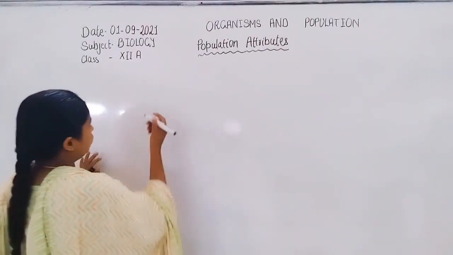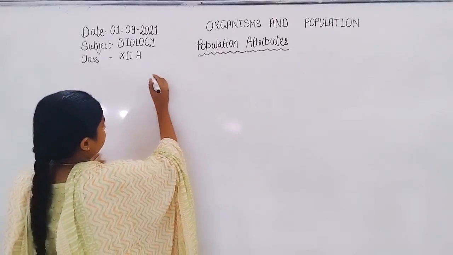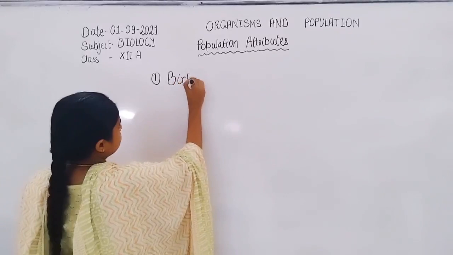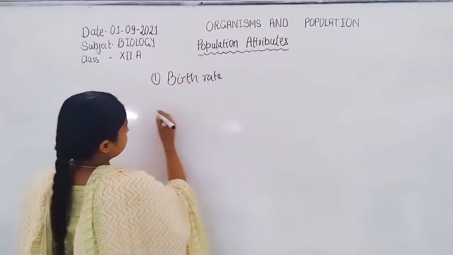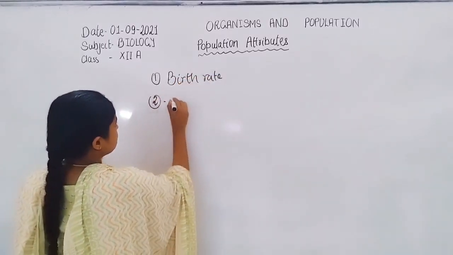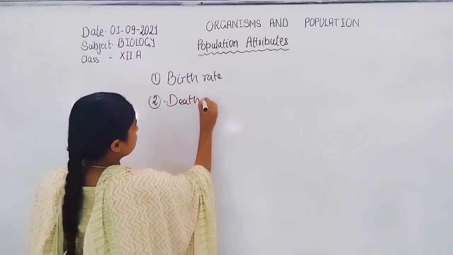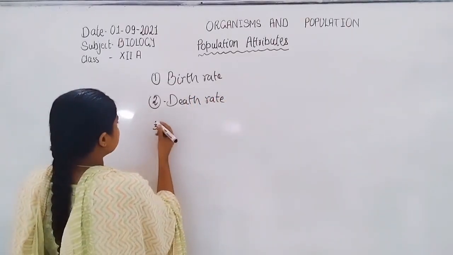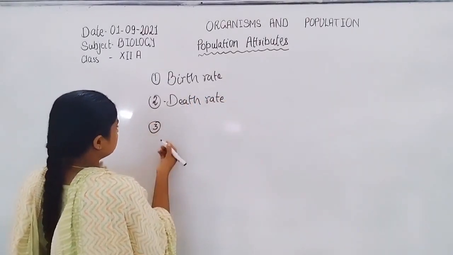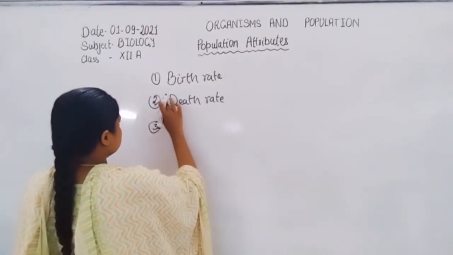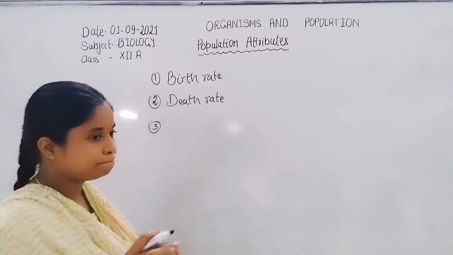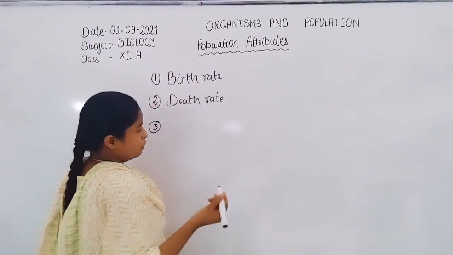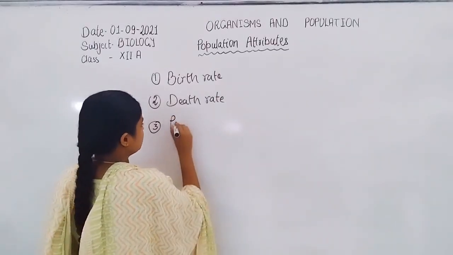Now, for the study of population there are attributes. First is birth rate. Second attribute is death rate. Third attribute is population size, or size of population, also said to be population density.